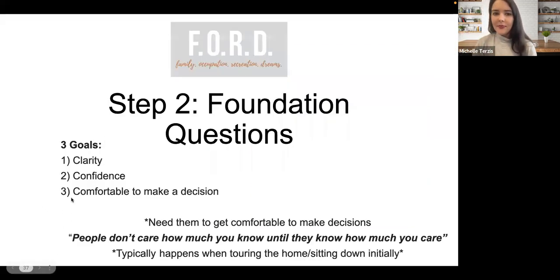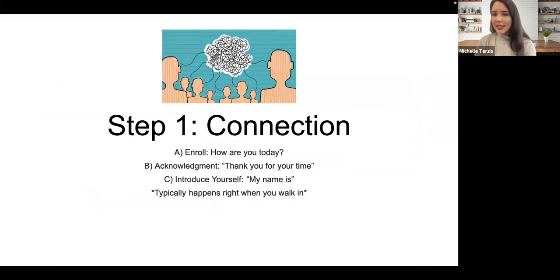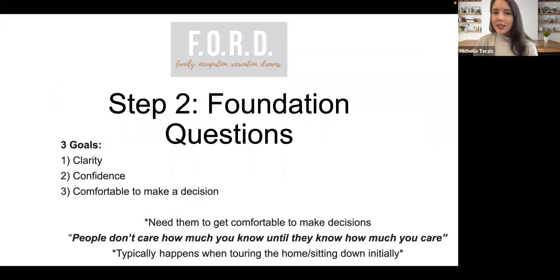So, okay. Number 2. I'm just going to go back so you can see, we just connected. We asked them the connection questions. How are you? Thank you for your time. Now we're going to ask them the foundation questions. The foundation questions are the 4 questions that we just went over. They are the family, occupation, recreation, and dreams questions.